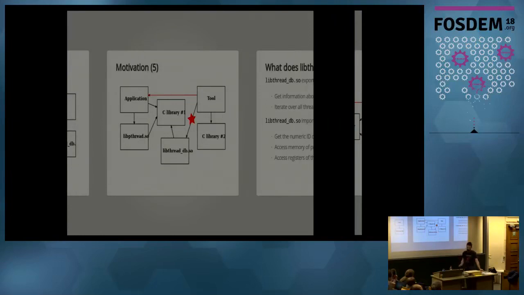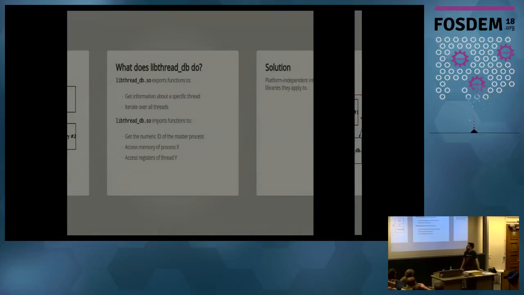So okay, in order to replace libthreaddb with something else, can I have a look at what libthreaddb does? Well, it has a bunch of functions that it exports to the tool. They're all the functions that GDB uses in the thread debugging library. They're all functions to get information about a specific thread, and there's a function that allows it to iterate over all the threads.